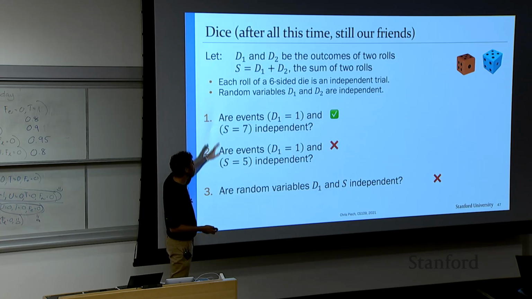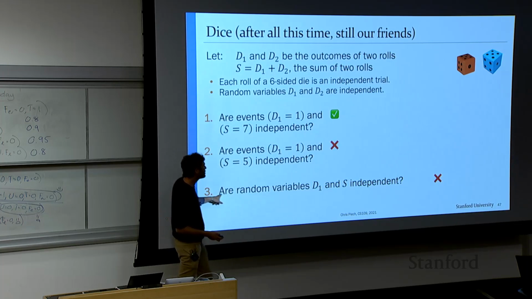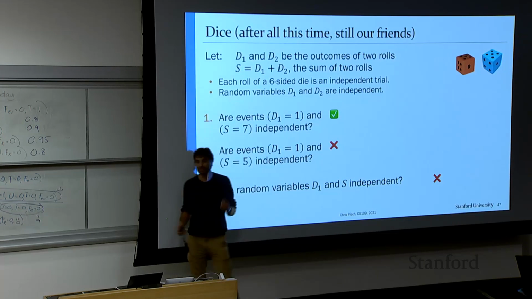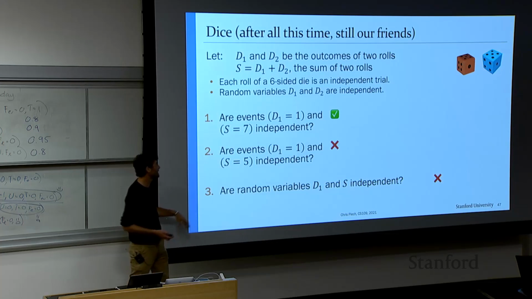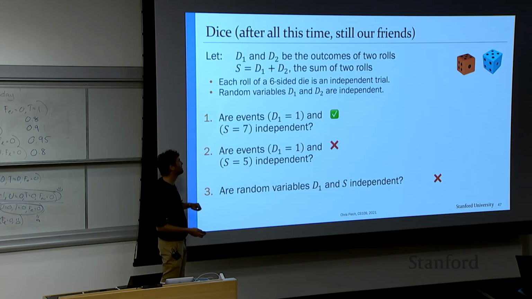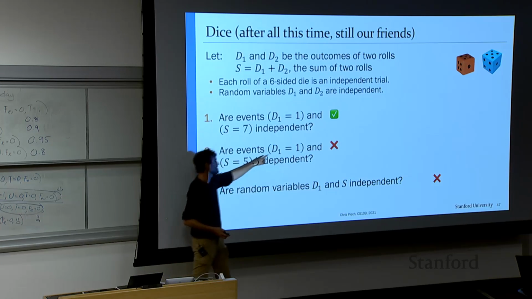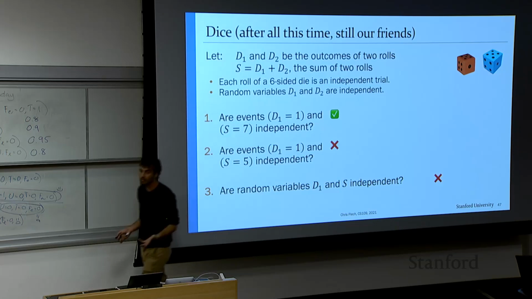Since this is true and this is not true, it's not true that the two random variables are independent. For the two random variables to be independent, all of these questions would have to be check marks for any assignment to D1 and S. Stronger claim, as I said.